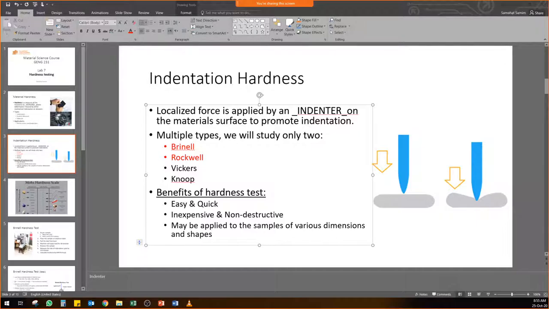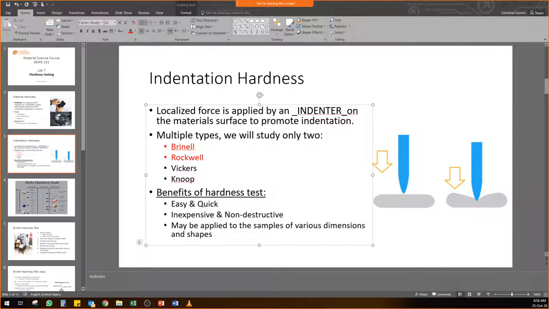It's very important to remember the names, because the unit of hardness is also in their name. The unit of hardness, if you measure by Brinell, is BHN, Brinell hardness number, and for Rockwell it is the Rockwell scale.